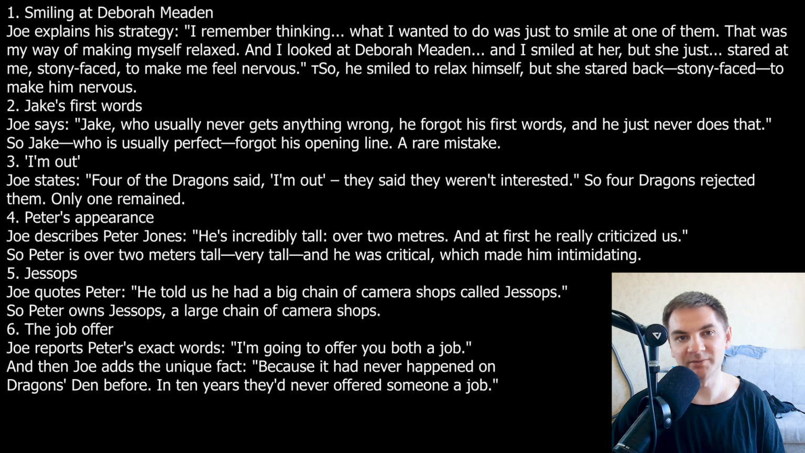Only 1 remained. Peter's appearance. Joe describes Peter Jones. He's incredibly tall, over 2 meters, and at first he really criticized us. So Peter is over 2 meters tall, very tall, and he was critical, which made him intimidating. Yeah. What about Jessop's? Joe quotes Peter. He told us he had a big chain of camera shops called Jessop's. So Peter owns Jessop's, a large chain of camera shops.